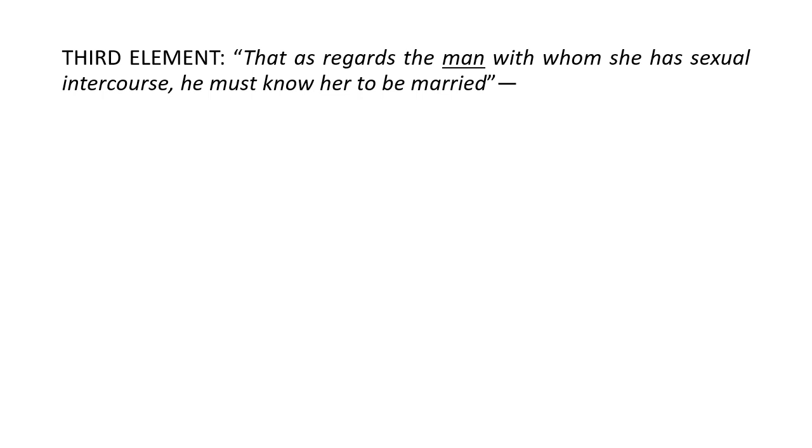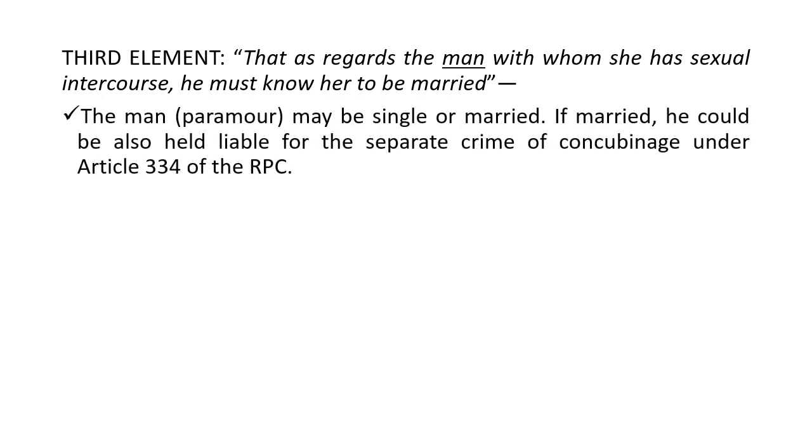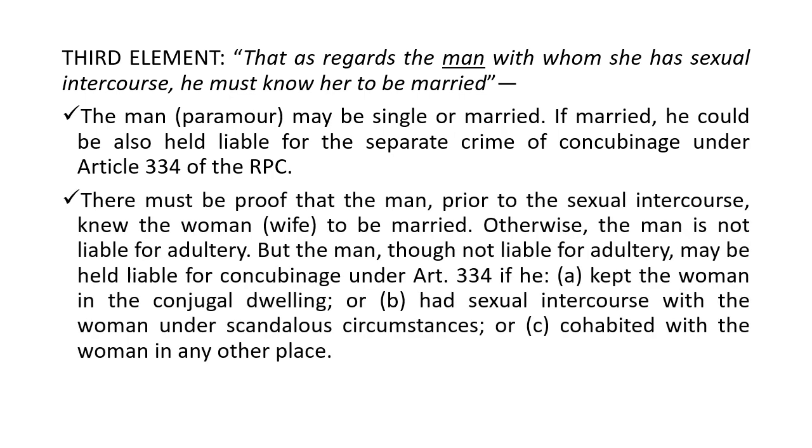Third element, that as regards the man with whom she has sexual intercourse, he must know her to be married. First point, the man, I am referring to the paramour of the guilty wife, may be single here or married. If he is married, he could be also held liable for the separate crime of concubinage under Article 334 of the Revised Penal Code. We will discuss this crime of concubinage in the next few slides. Second point, there must be proof that the man, prior to the sexual intercourse, knew the woman to be married. Otherwise, the man is not liable for adultery. Meaning to say, if the man knew the woman to be married only after the sexual intercourse had taken place, then he is not liable for adultery.